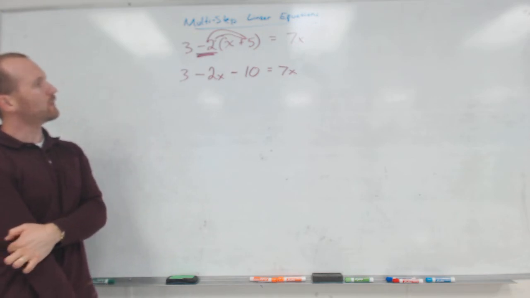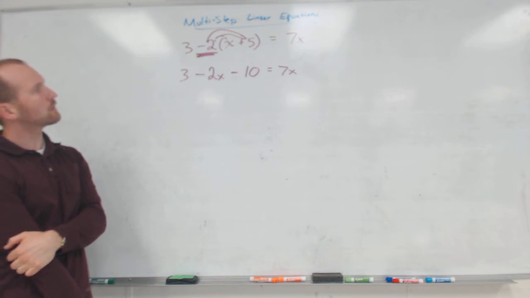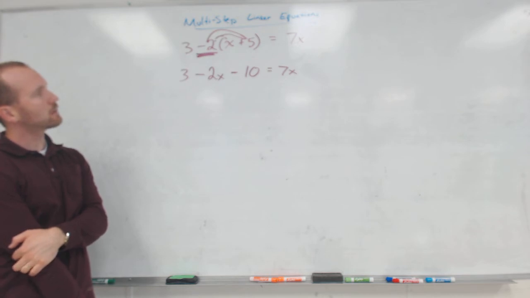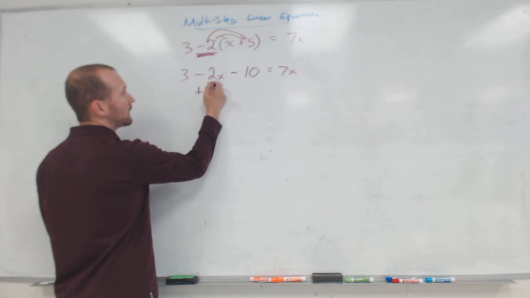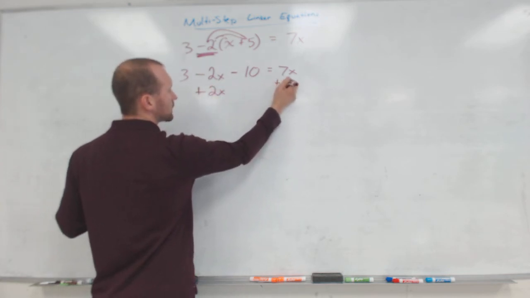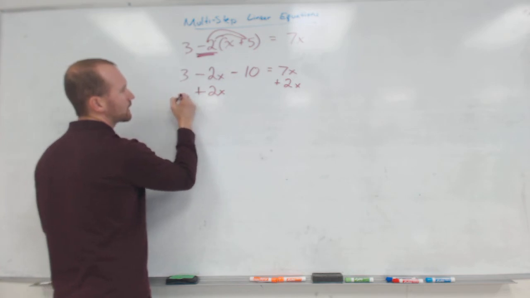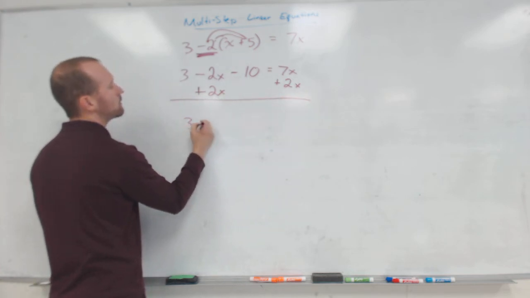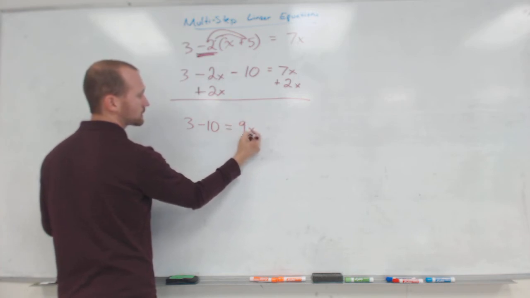Okay, now what can I do? You do plus 2x and the 7x. What would I do with them? Yeah, so I could do that next. I could add 2x on both sides. Then what would I have left over on this side? 3 minus 10 equals 9x.